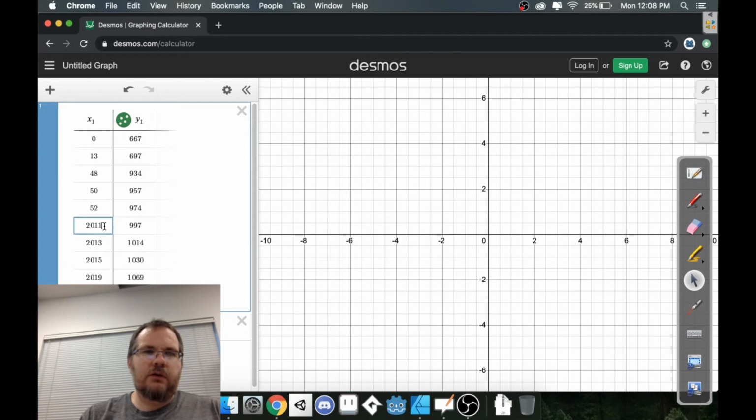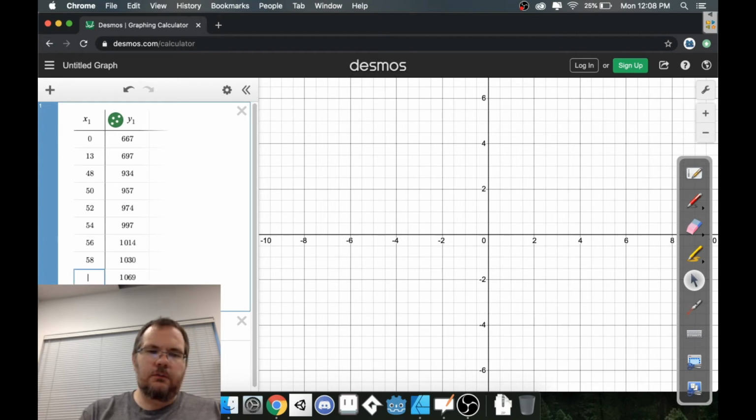F's in chat if you guys saw me make that mistake. It should be 54, this should be 56, this should be 58, and this should be 62. All right, so my x-axis needs to go from 0 to 62.